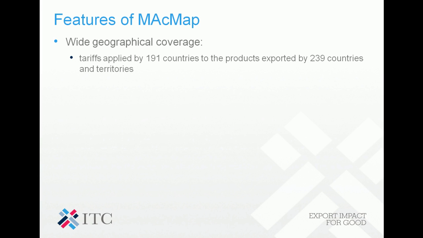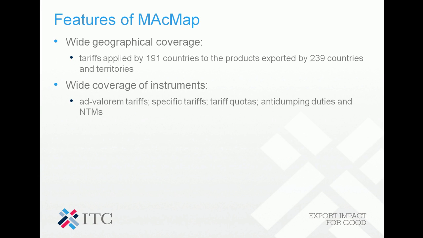Market Access Map has a wide geographical coverage, with tariffs applied by 191 countries to 239 exporting countries and territories. Also, it has a wide coverage of instruments, including ad valorem tariffs, specific tariffs, tariff quotas, anti-dumping duties, and, with the update of Market Access Map, also non-tariff measures.